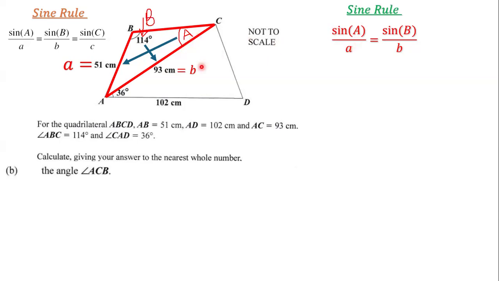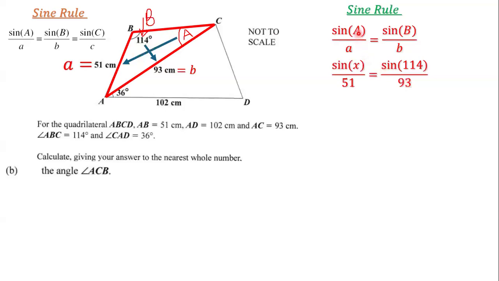The sine rule says that sine of capital A divided by small a is equal to sine of capital B divided by small b. So let's substitute our values. We know that A is equal to 51, so we put 51. We know that B is equal to 114, so we put 114 right here. We know that small b is equal to 93, so we put 93 here.